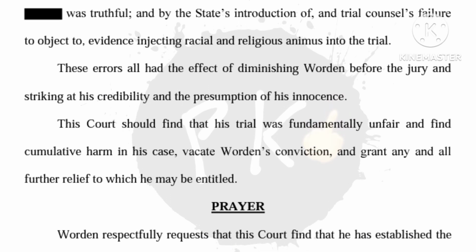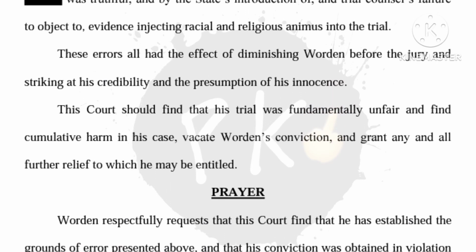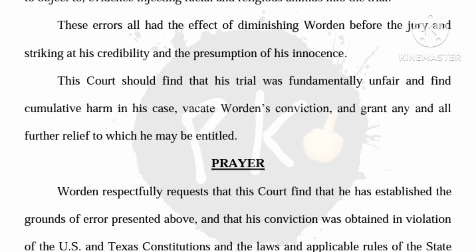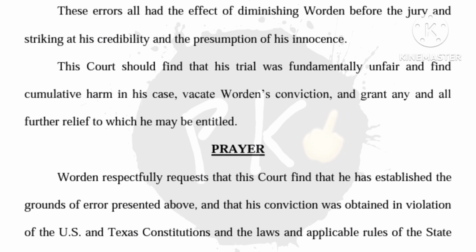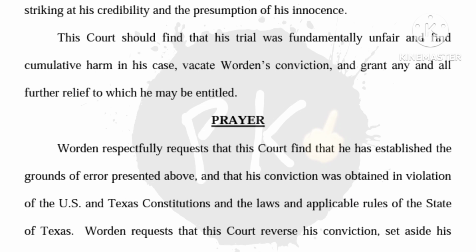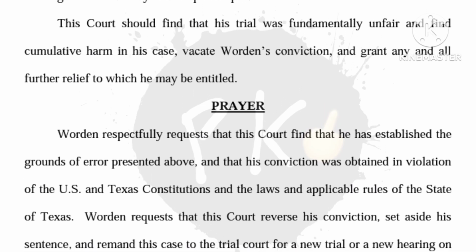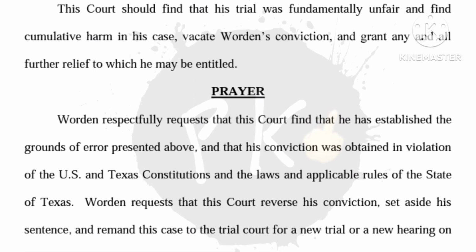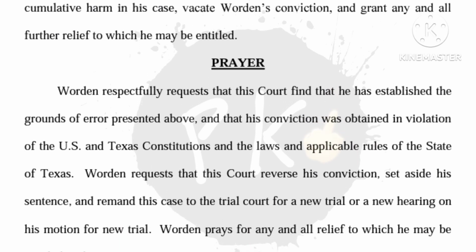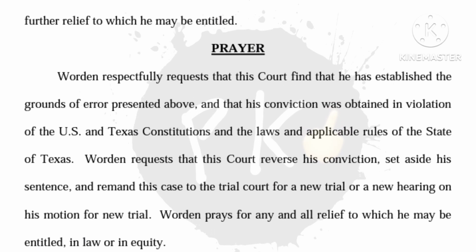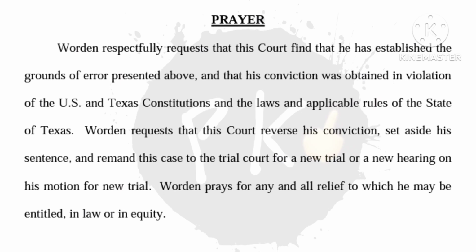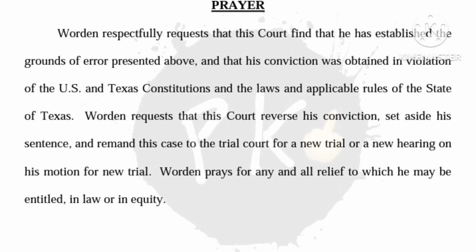Prayer. Warden respectfully requests that this court find that he has established the grounds of error presented above, and that his conviction was obtained in violation of the US and Texas constitutions and the laws and applicable rules of the state of Texas. Warden requests that this court reverse his conviction, set aside his sentence, and remand this case to the trial court for a new trial or new hearing on his motion for a new trial. Warden prays for any and all relief to which he may be entitled in law or in equity.